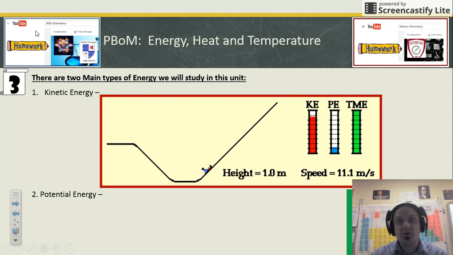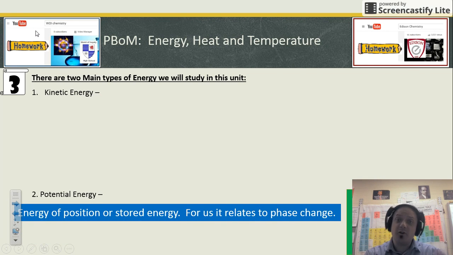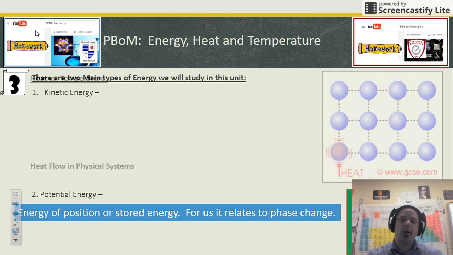The potential energy is energy of position, so how much you could do. So the slower you go or the higher you go on this particular scale here, the more potential energy you have until you stop. So kinetic and potential energy are interchangeable. Kinetic can turn into potential and potential can turn into kinetic, but you can't have both at the same time, which is the key underlying factor to a later lesson. Okay. It's energy of position or stored energy. It relates to phase change only. That's the later lesson that I'm talking about.